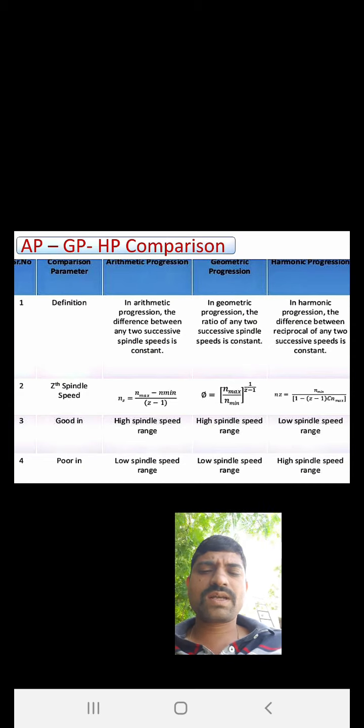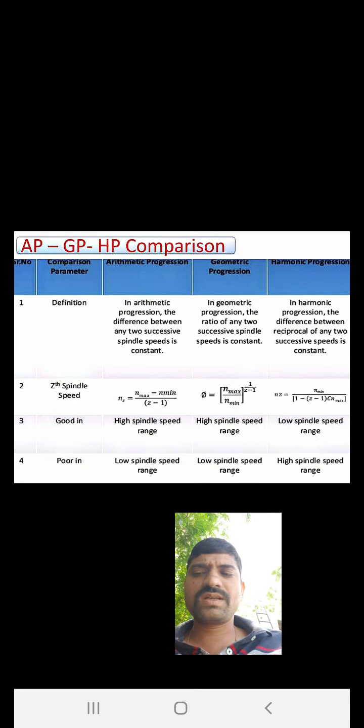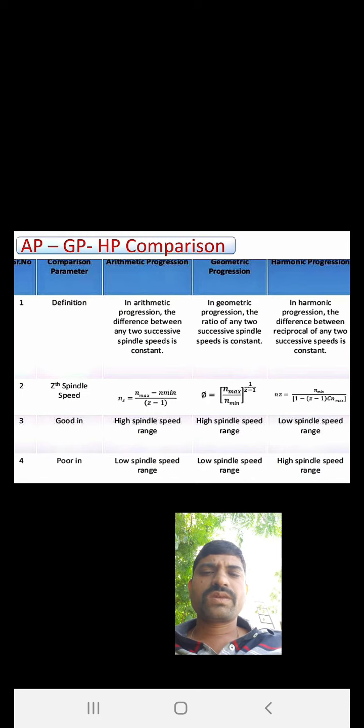There are three laws given. First, the arithmetic progression law: the difference between any two successive spindle speeds is constant. Yesterday we saw an example of the arithmetic progression law. Second, geometric progression: the ratio of any two successive spindle speeds is constant. We also saw an example and the advantages of the geometric progression law.